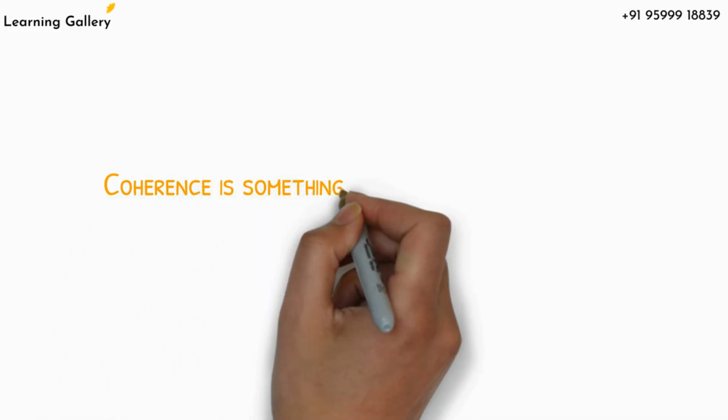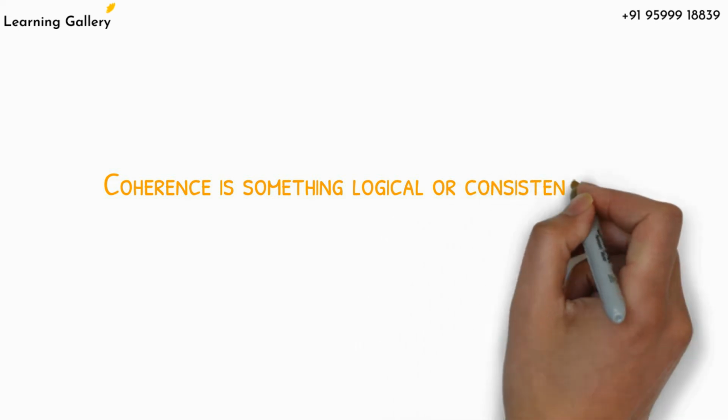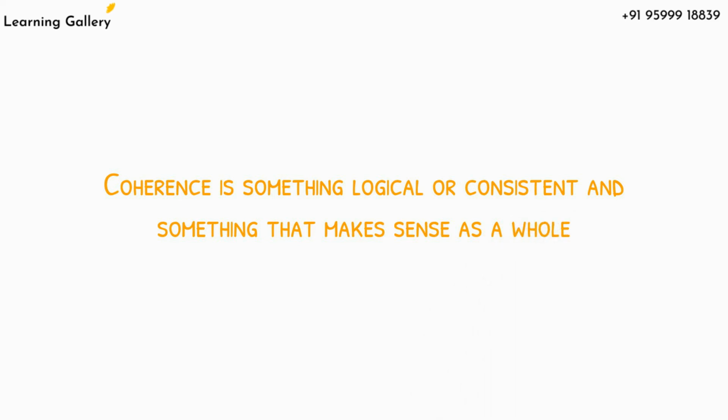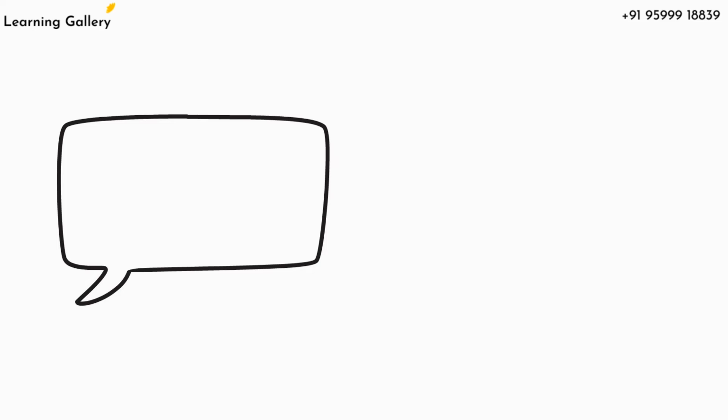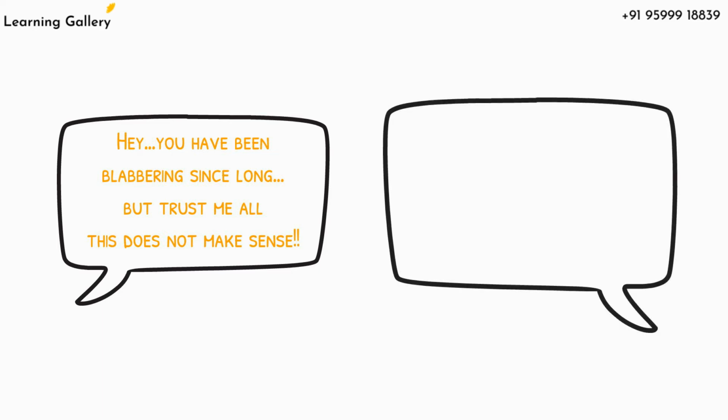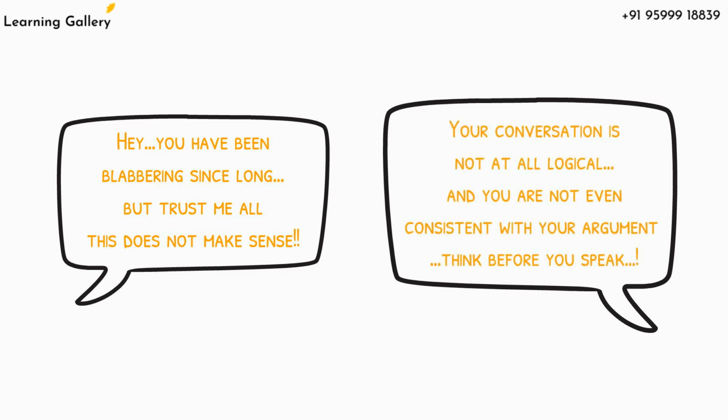Coherence is something logical or consistent and something that makes sense as a whole. We all know a lot of people say a lot of things that are meaningless. So what do you tell them? Just recall the last time you fought with someone who was completely illogical. I have seen a lot of arguments ending with such words. Hey, you have been blabbering since long, but trust me, all this does not make sense. Your conversation is not at all logical, and you're not even consistent with your argument. Think before you speak.